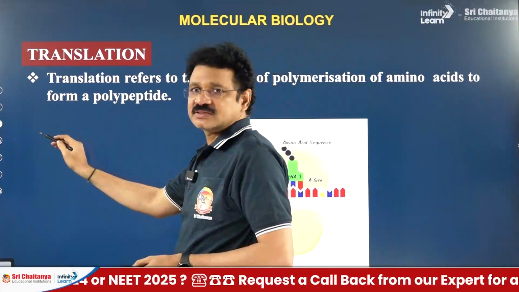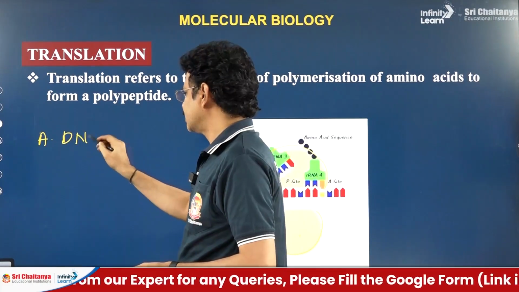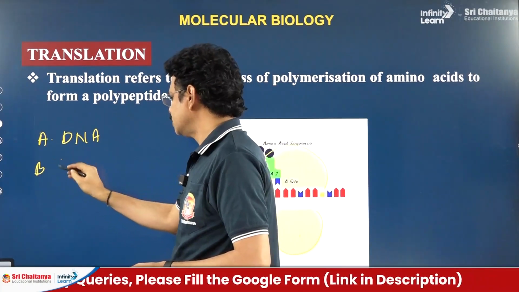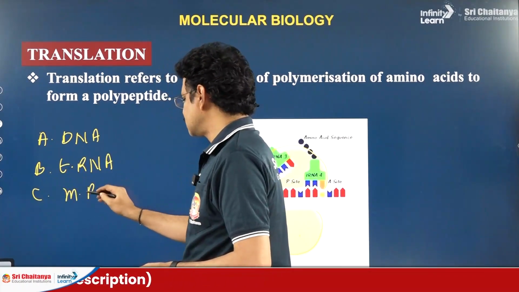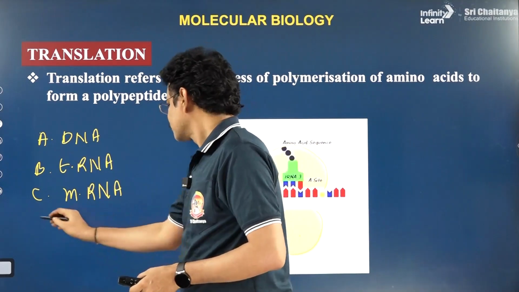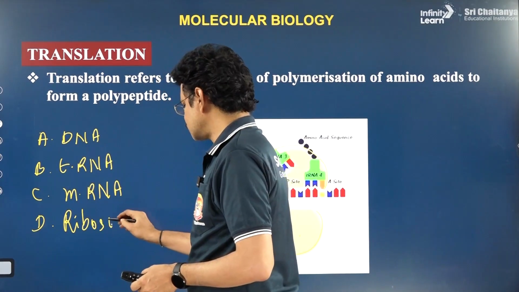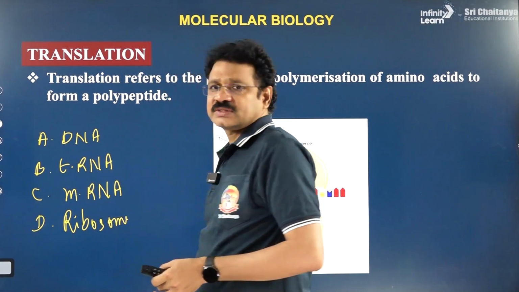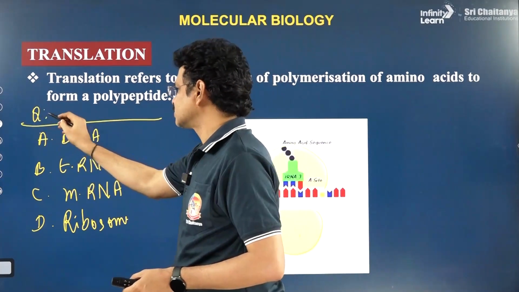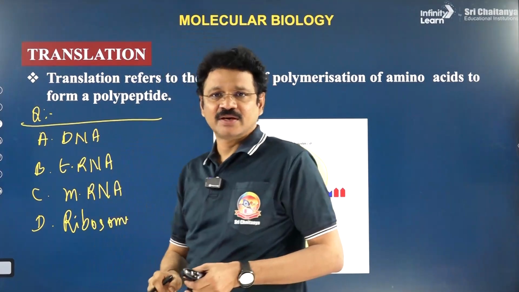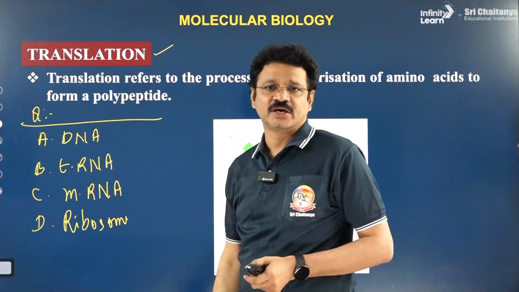From these requirements, we will make one question here. Option A, DNA. Option B, tRNA. Third option, messenger RNA, mRNA. And fourth one, cell organelle ribosome. These four structures are essential for protein synthesis. But we will make one question: name the nucleic acid which are directly involved in synthesis of proteins during translation.